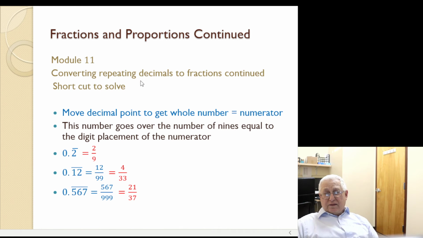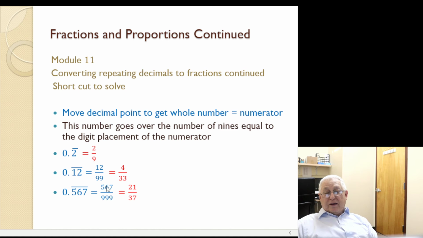Converting repeating decimals to fractions continues. Move the decimal point to get the whole number to equal the numerator. For 0.2 bar, all we have to do is move the decimal point to get this to a whole number, and since we moved it in tenths, we're going to put 9 under it. Here we're moving in hundredths, so we're going to move the decimal point 2 places. We have 12, and we're going to put 99, 2 nines, under it, and we will get 4/33.